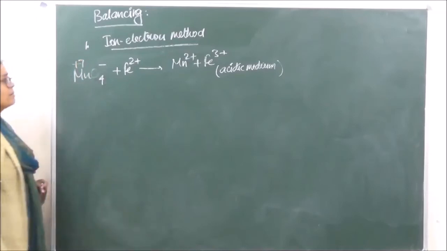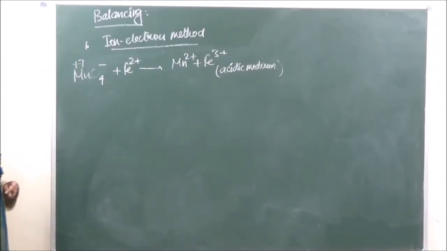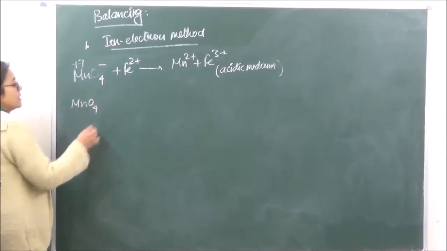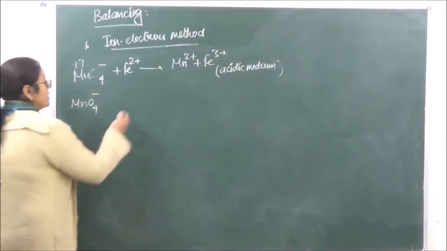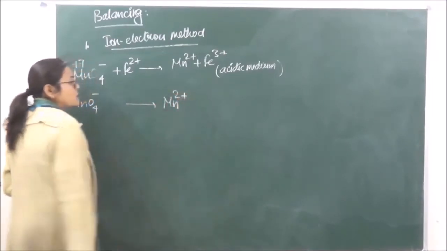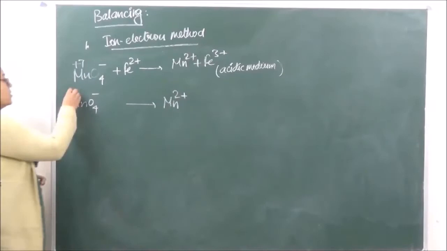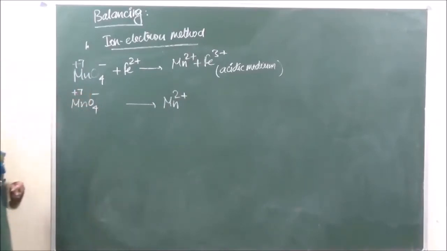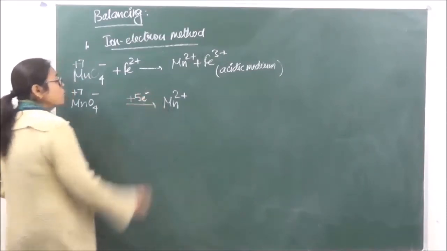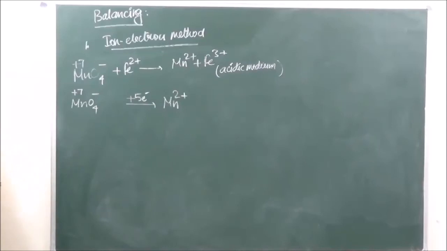Here it is going to come as +7. Okay, so let's go on to each of the half reactions. We have MnO4 negative, that is being converted to Mn2 positive. Oxidation number is changing from +7 to +2. So therefore the number of electron exchange is going to be 5 electrons. Now in this, let's completely balance this reaction.